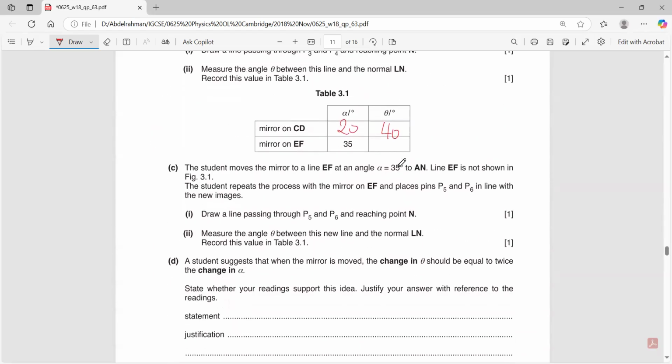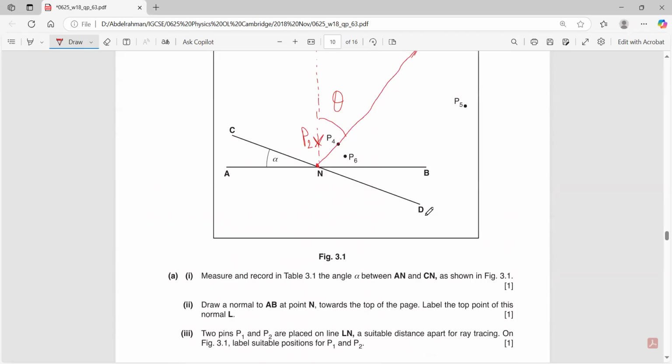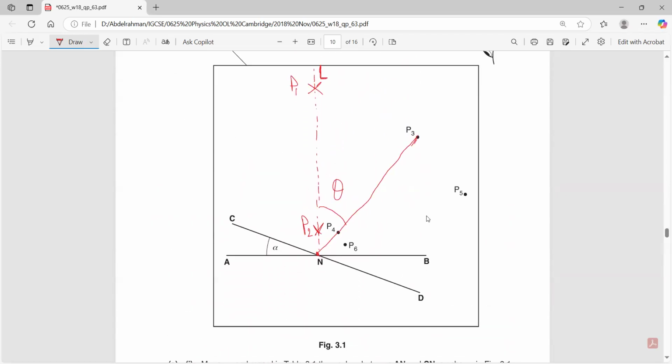The student moves the mirror to an angle, angle alpha. The new alpha is now 35. EF is not shown on figure 3.1. The student repeats the process with the mirror on EF and places pins P5 and P6. Draw the line passing P5 and P6 until they reach point N. So I'll join 5 and 6 until they reach point N.